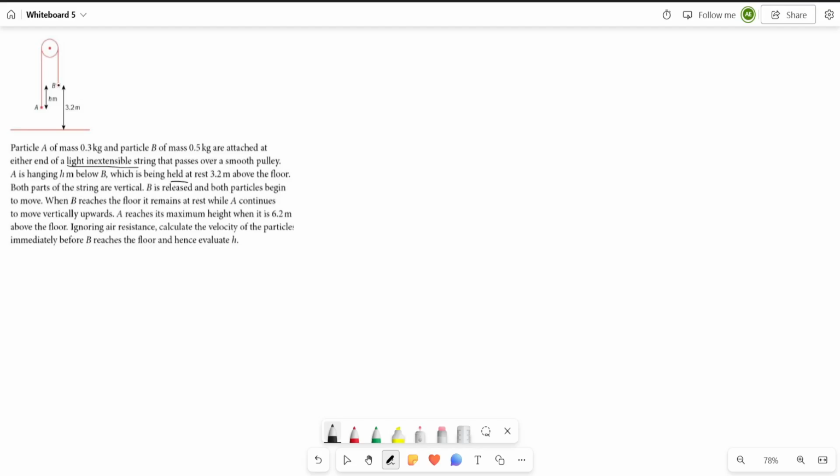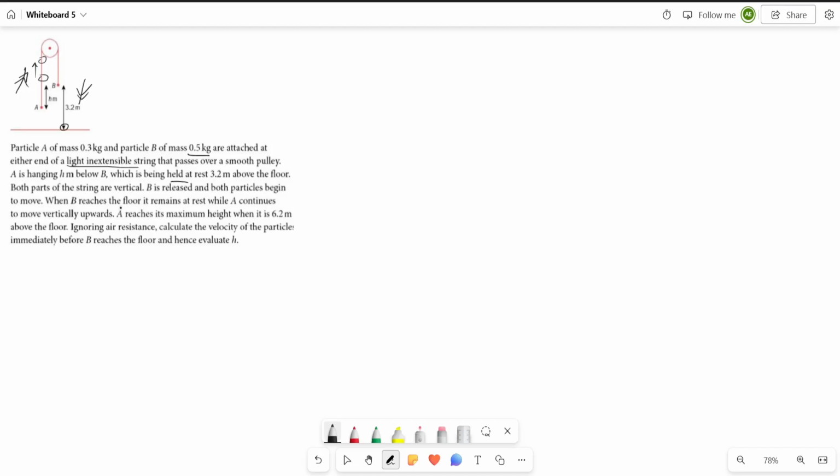So B, since it is heavier, is going to move down, and hence A is going to move up. So B will move until it hits the floor, and it says when B reaches the floor, it remains at rest. So B will hit the floor and remain at rest, while A, let's say A is here now, when B hits the floor, A will have some velocity. So due to inertia, A will continue a little bit upward before stopping.